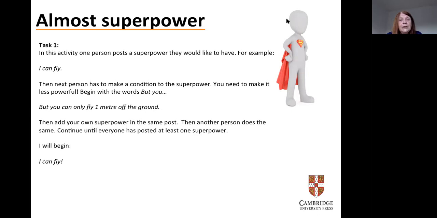You can grow a moustache in a day. Great. Can anybody have a condition to that? "But you can only... but only on one side of your face." Oh, brilliant. That's lovely. "But you have to shave it off the next day." Brilliant. Okay, another superpower somebody has said, Sean Allen says, "I can walk through walls." "But you can't come back again." "But only if they're glass, but you can't walk back through."